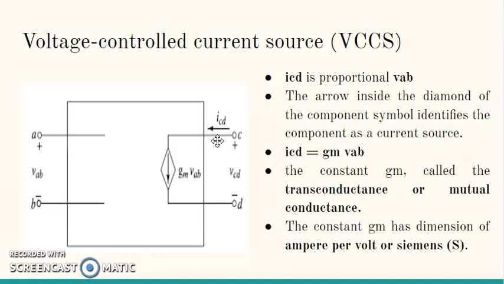Now this constant GM is given by ICD upon VAB. As it is the ratio of current to voltage, we call it transconductance, and its unit is ampere per volt, or Siemens.